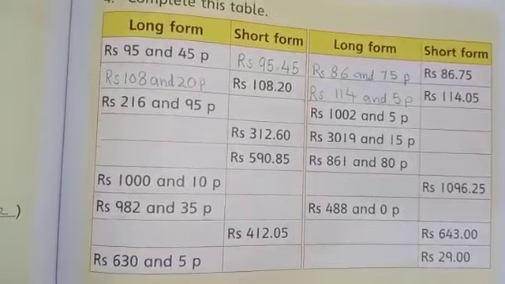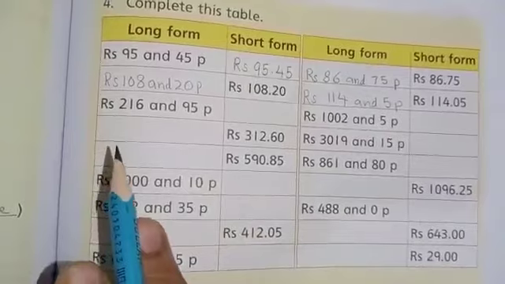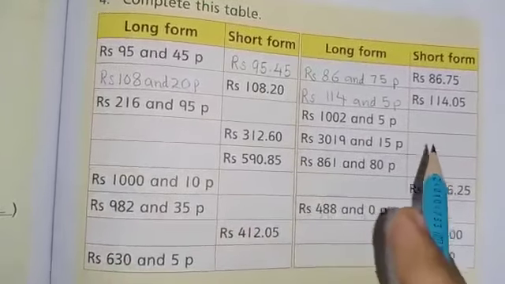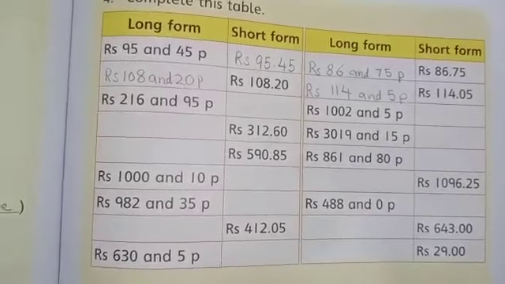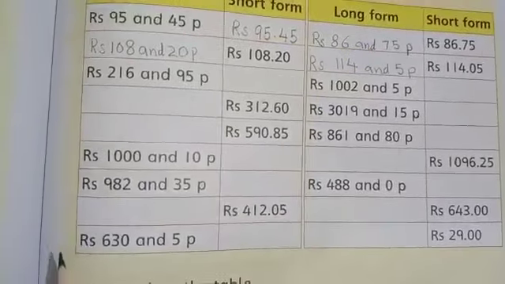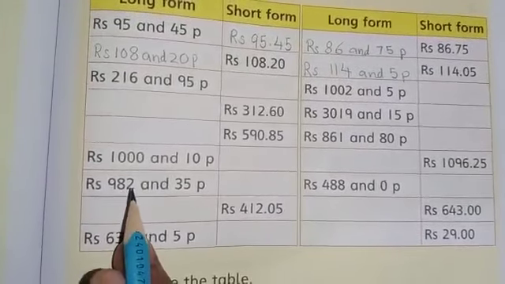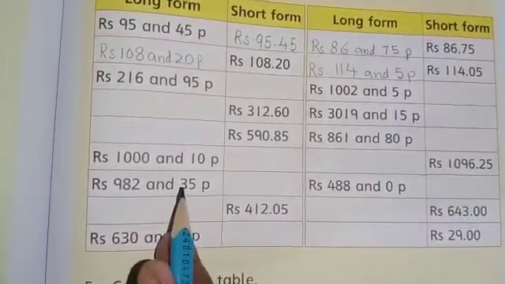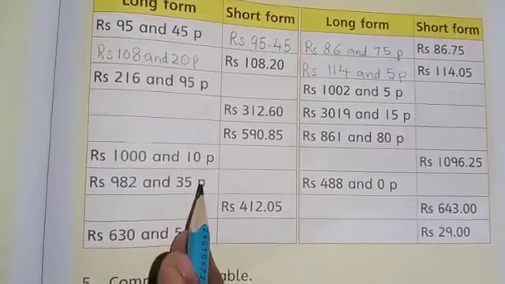Students, same like this you will complete this table. Where the short form is given, you have to write the long form, and where the long form is given, you have to write the short form. I hope you will understand how to write short form and long form. Look at this, how you will write it in short form. It's rupees 982.35 paisas.